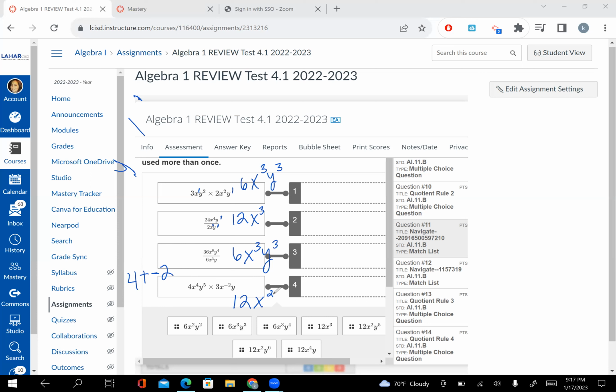And then for the y's, we have y to the power of 5 here and y to the power of 1. So we'll have y to the power of 6. So those would be the 4 choices that you would get from down here. All right. So let me erase that for us, and we'll go on to our next question.